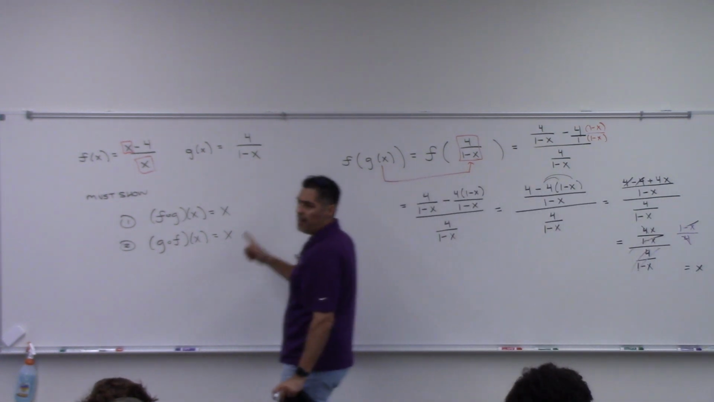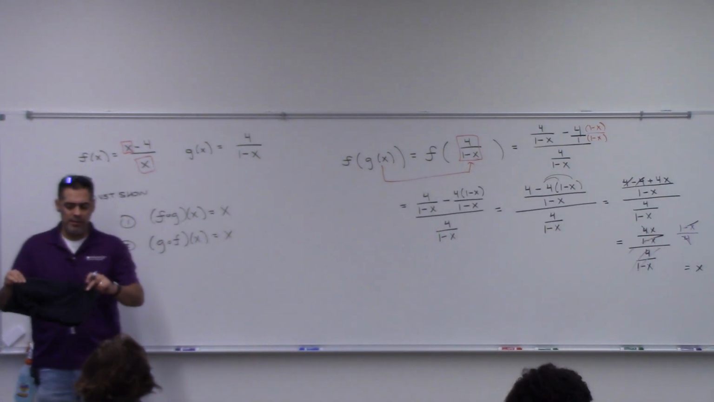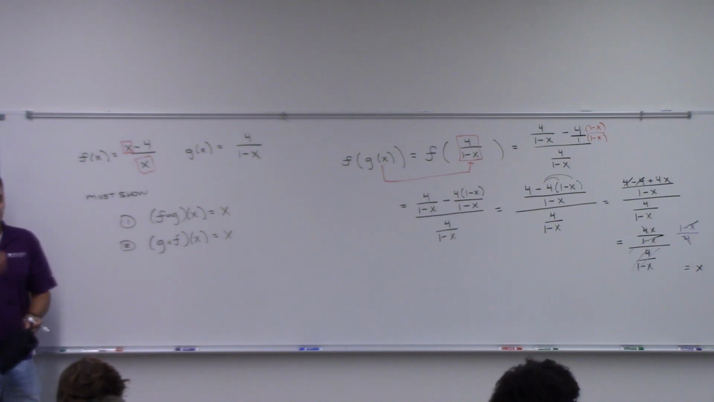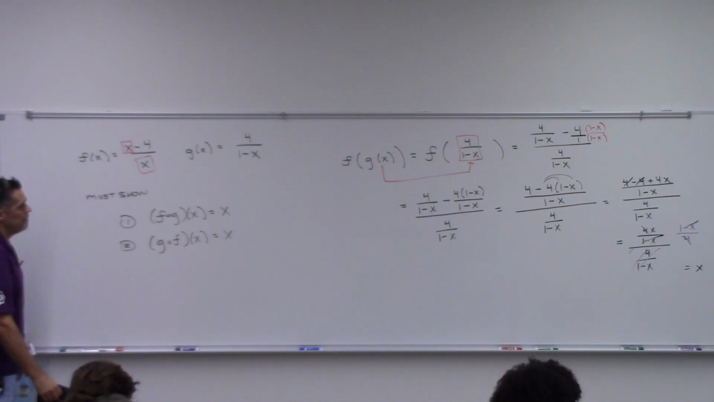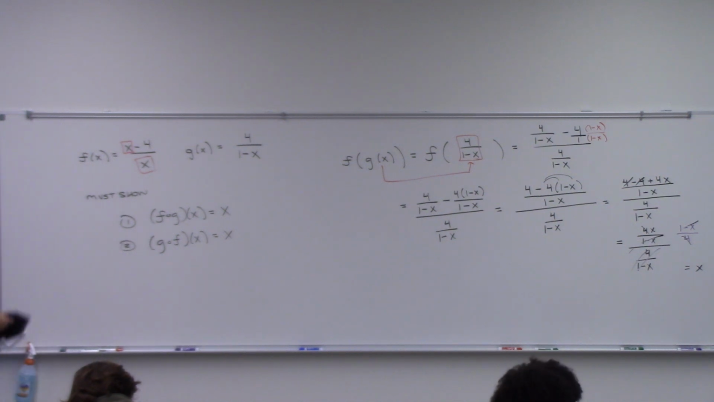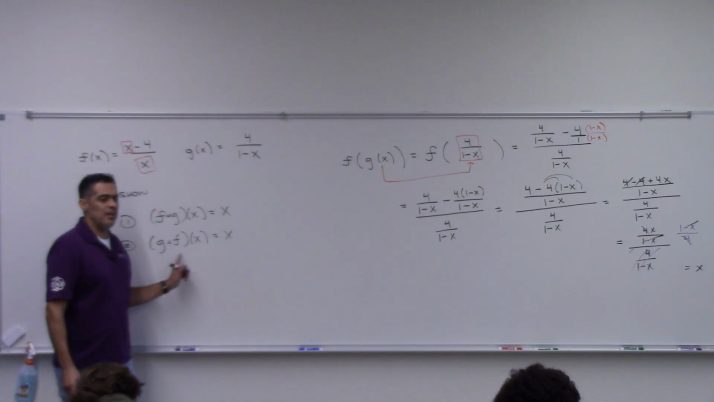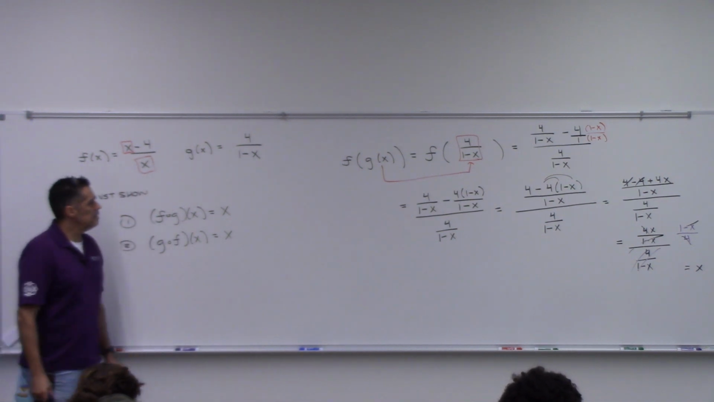The good news in a problem like this is if you're asked to verify that they're inverses, you should get x. You'll know you got it right because you should get x at the end. If for some reason you're not getting x, that means something is messed up. I'm only halfway done. Now I have to show g of f of x equals x.